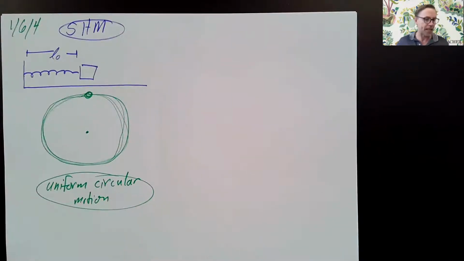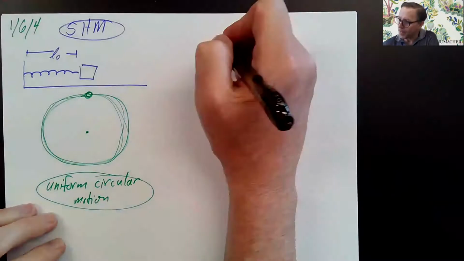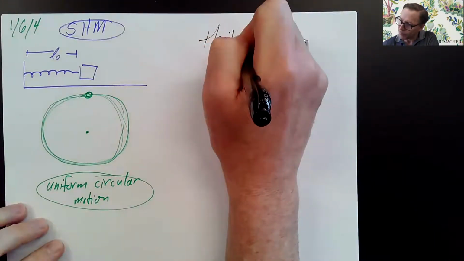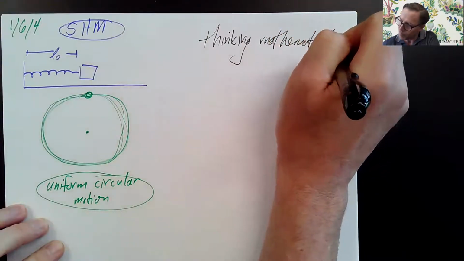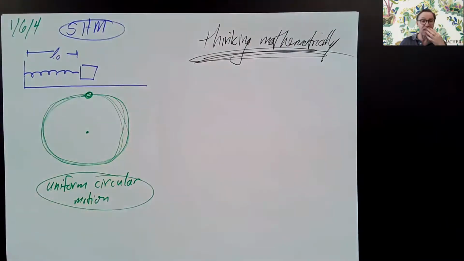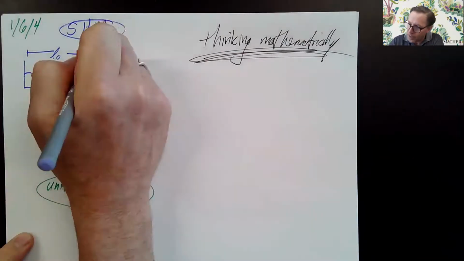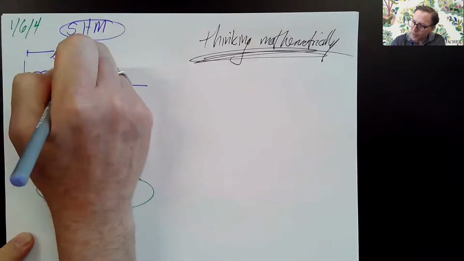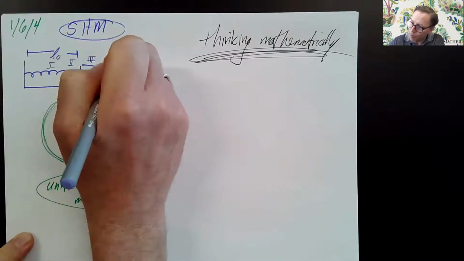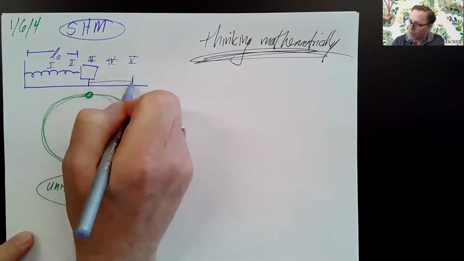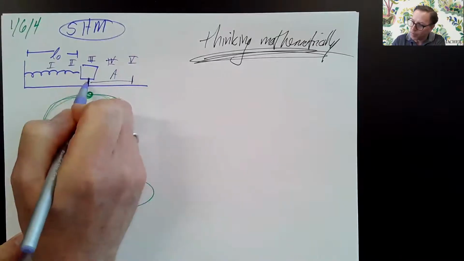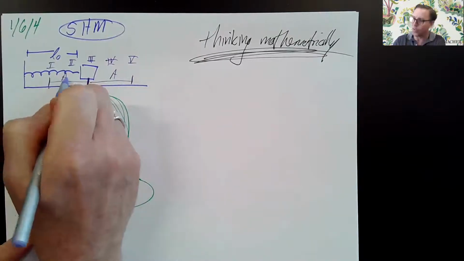What I'd like to do today is look at some of the math. Yay, because math is fun. Thinking mathematically now about this, let me label these locations. I'm going to call this location 3, and this location 2, and this location 1, and 4, and 5. This distance from equilibrium all the way out is the amplitude, and this distance from equilibrium all the way out to the other end is also the amplitude.